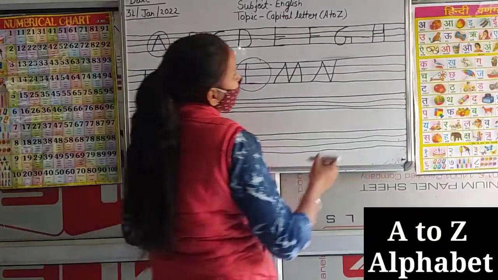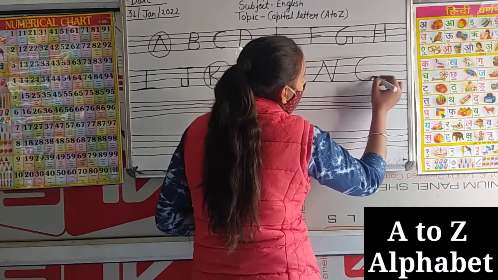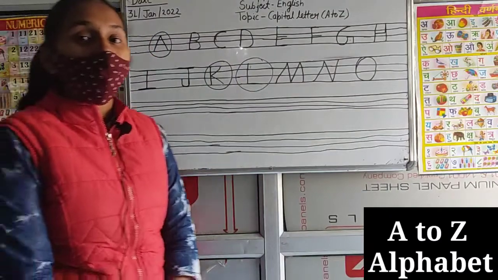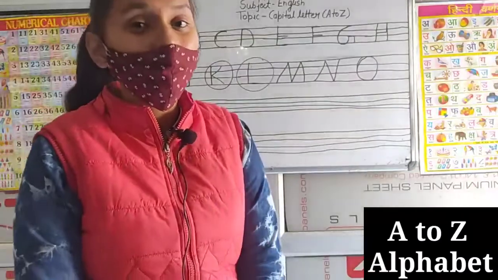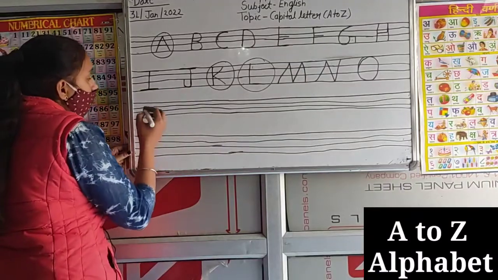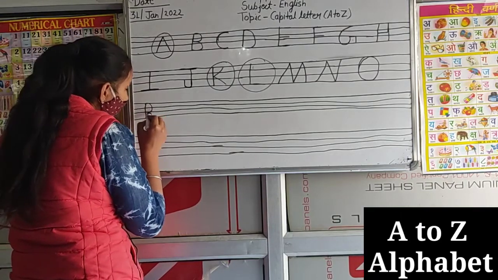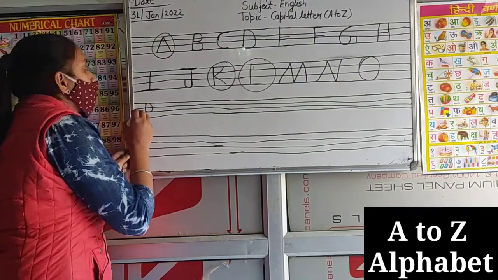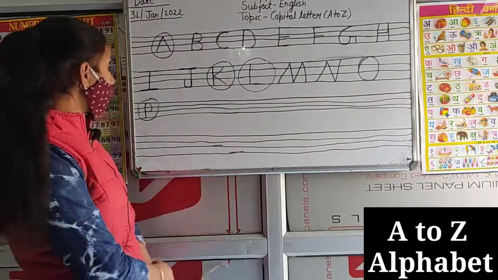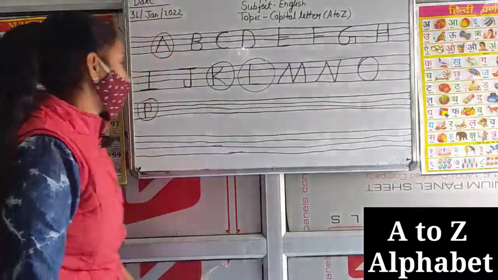And the next letter is O. One circle. Which letter? O. O for orange. Next letter is P. One standing line and one half circle on two lines. P. P for parrot.